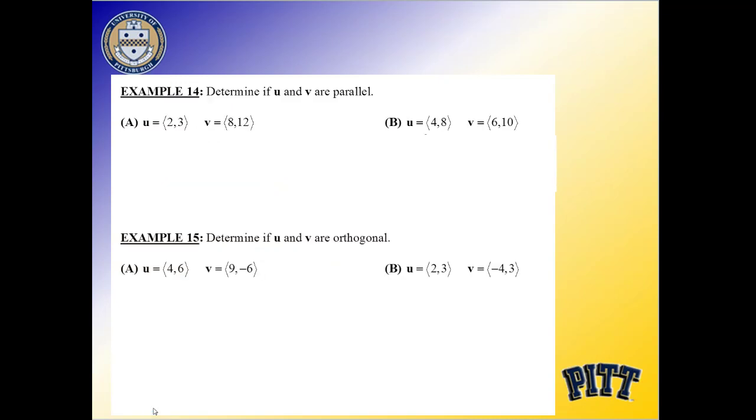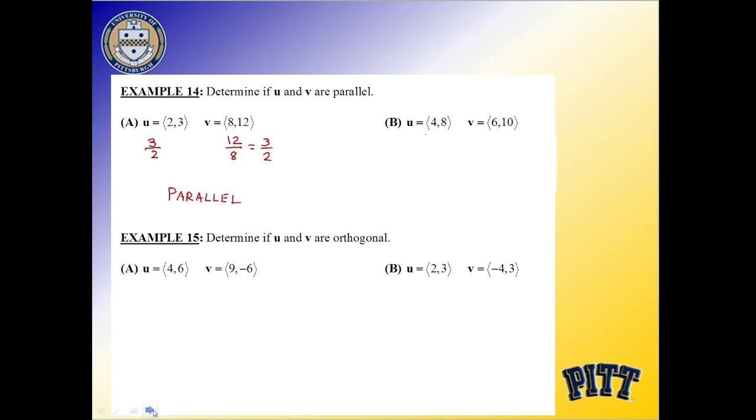Example 14, we want to determine if u and v are parallel to each other. Well, again, this is going from the formula we had on a couple slides ago. If I take each vector's second component divided by the first component, and they end up being the same value, then they're parallel. So here, 3 over 2, 12 over 8, which is also 3 over 2, they're parallel.